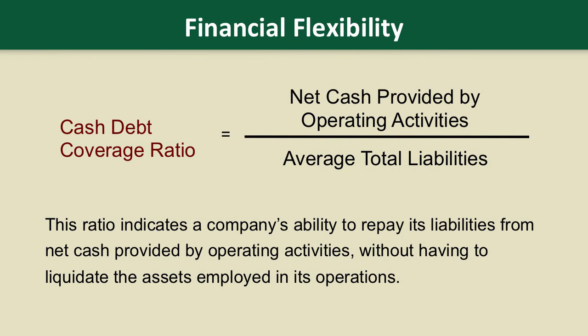Lastly, people could also use operating cash flow to measure financial flexibility. For example, we could calculate the cash debt coverage ratio. It equals operating cash flow divided by average total liabilities. So this ratio measures how much operating cash flow this company has to cover every $1 of total liabilities. The higher this ratio, the better. This ratio indicates the company's ability to repay its liabilities from operating cash flow that is internally generated without having to liquidate assets employed in its operation.